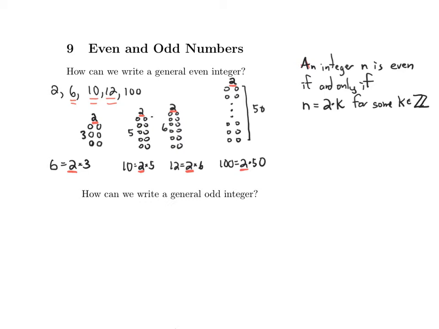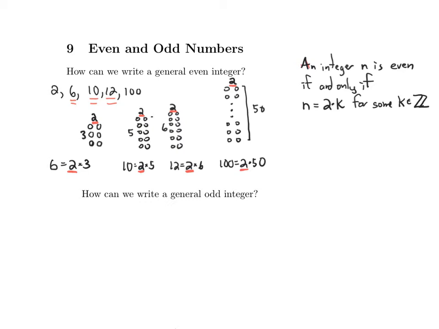Or maybe I could express it in terms of an existential quantifier directly. So an integer n is even if and only if there exists a k in the integers such that n equals 2 times k. So that's another way of writing it. If there exists a k such that n equals 2 times k.